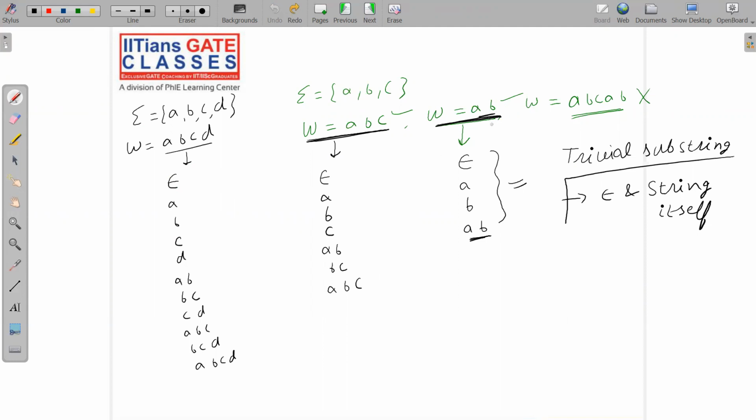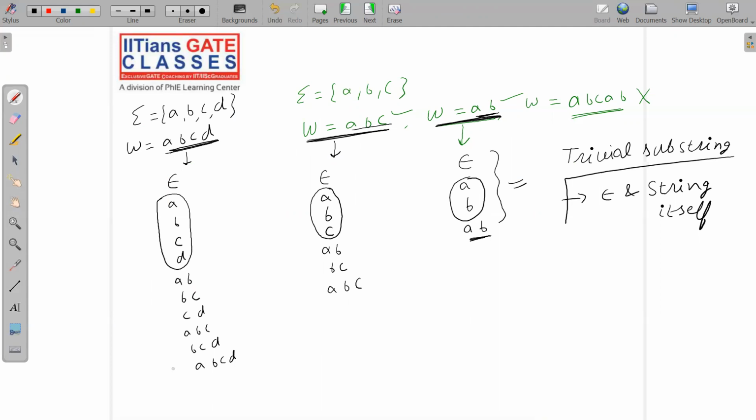How to solve this question? Now let's see. Substrings of length 1 here are exactly 3. Why 3? Because we have exactly 3 characters in the string. Substrings of length 1 will be 2 here, because we have only 2 characters. Substrings of length 1 will be exactly 4 here, because we have 4 characters. So substrings of length 1 is nothing but n. If the string is of length n, then substrings of length 1 will be n.